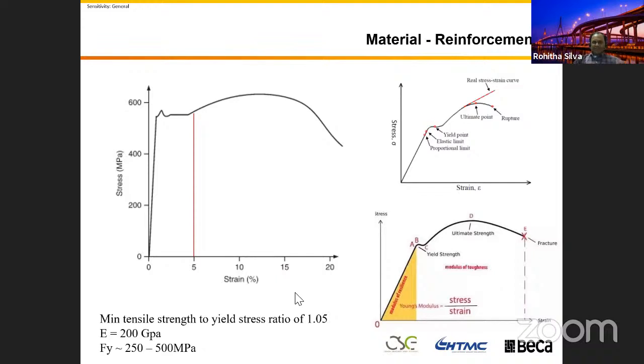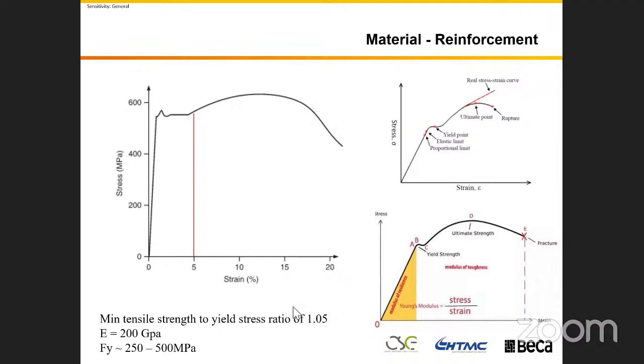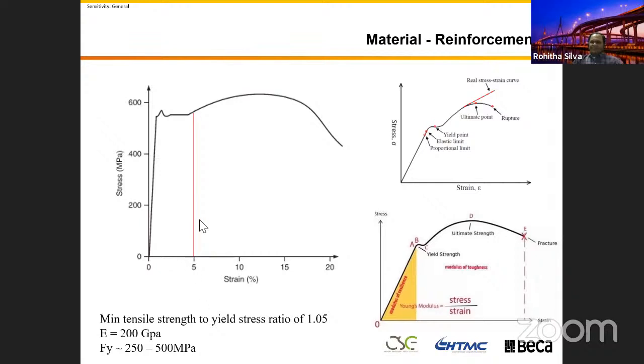I'm not sure about Sri Lanka, you might use 490. Is that right? 490 or less? 410. What reinforcement yield strength do you use when you design reinforced concrete structures? 500. Yeah.